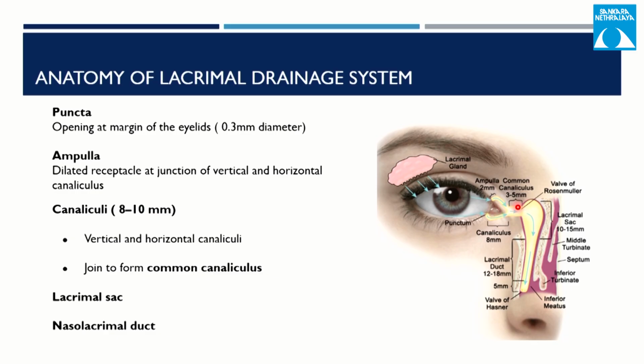So one joins to the second. Basically, there's a vertical and horizontal canaliculi. Is that clear? Okay. And then they join to form the common canaliculus. This common canaliculus then joins into the lacrimal sac.